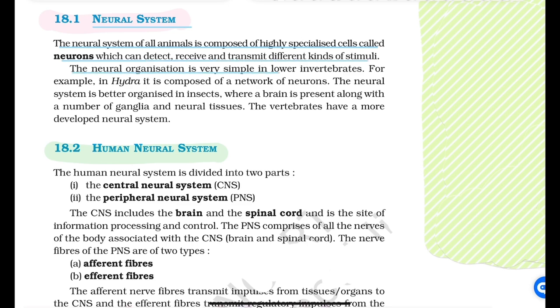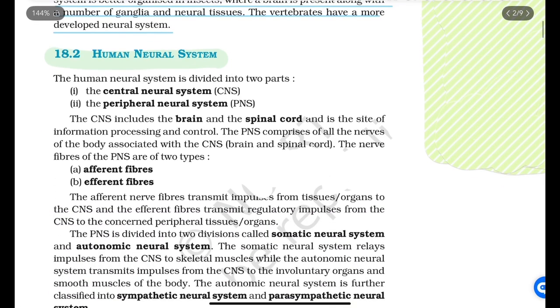The neural organization is very simple in lower invertebrates. For example, in Hydra, it is composed of a network of neurons. The neural system is better organized in insects, where a brain is present along with a number of ganglia and neural tissues. The vertebrates have a more developed neural system.